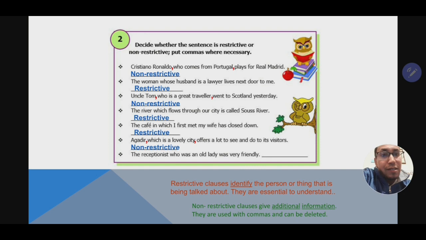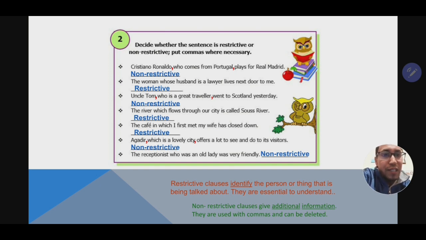The receptionist, who was an old lady, was very friendly. Some of you might get this wrong. Why? Because sometimes we only have one receptionist if it's a small hotel, but here we usually have many, so this is non-restrictive.